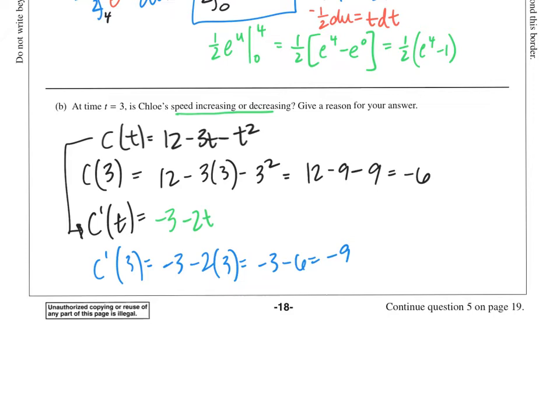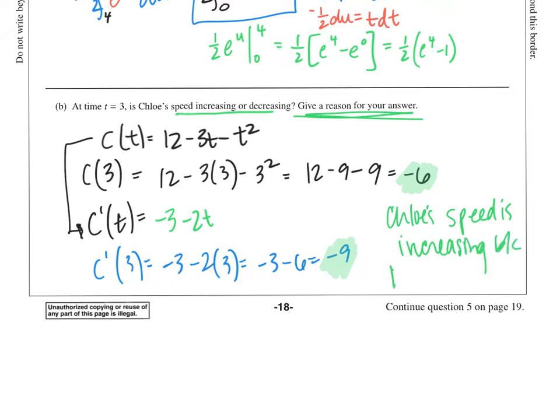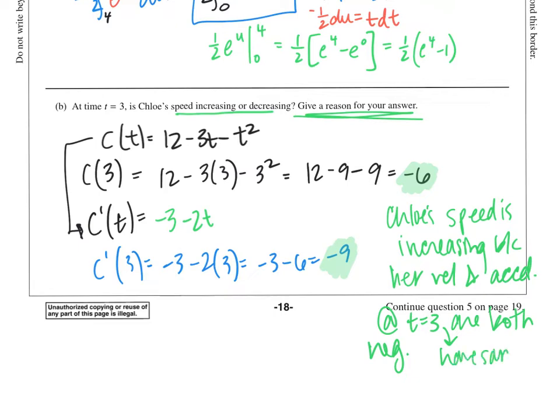Again, I'm not as worried about their quantities as much as their signs, because both my velocity at 3 and my acceleration at 3 were both negative. We know that Chloe's speed was increasing. And my explanation, because I said give a reason, I'd say Chloe's speed is increasing because her velocity and acceleration at t equals 3 are both negative, or you could say have the same sign.